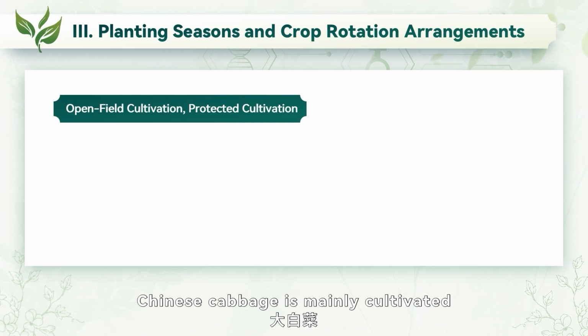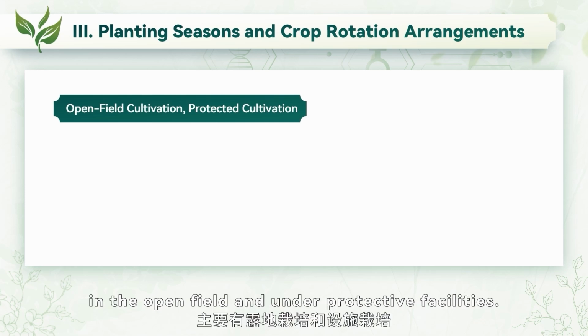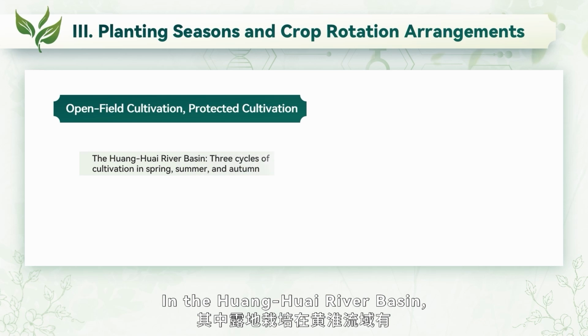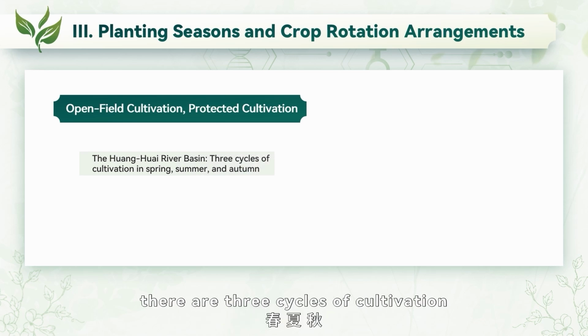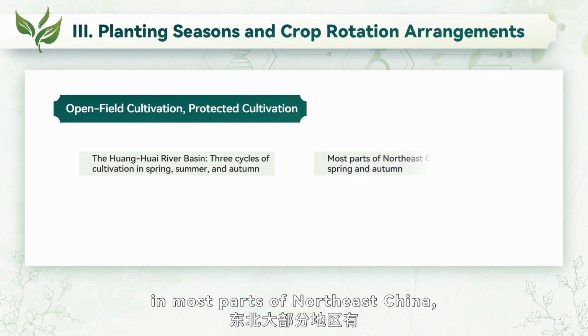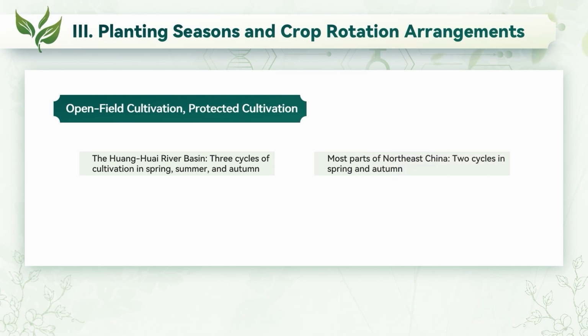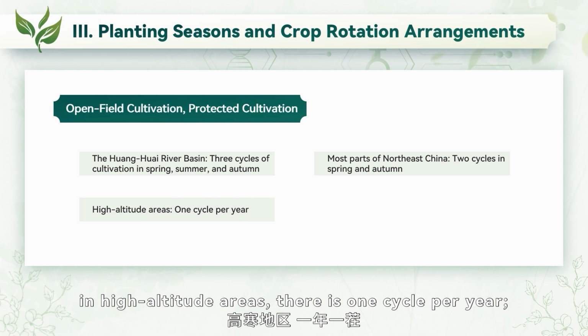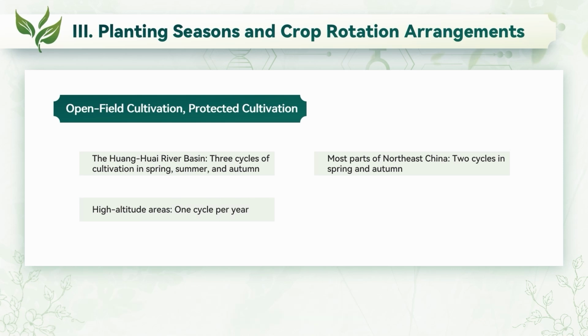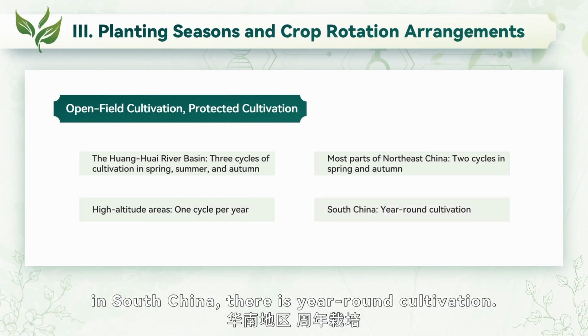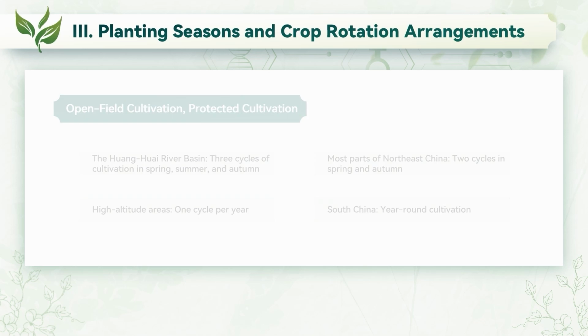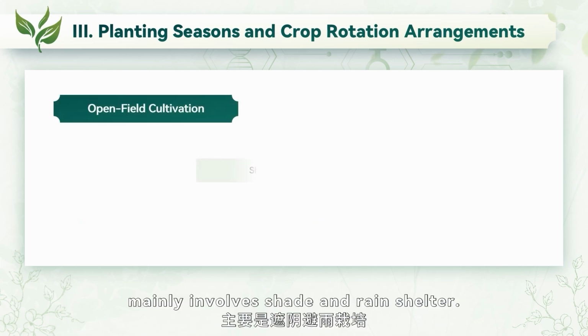Chinese cabbage is mainly cultivated in the open field and under protective facilities. In the Huanghui River Basin, there are 3 cycles of cultivation in spring, summer, and autumn. In most parts of northeast China, there are 2 cycles in spring and autumn. In high-altitude areas, there is 1 cycle per year. In South China, there is year-round cultivation. Protected cultivation mainly involves shade and rain shelter.